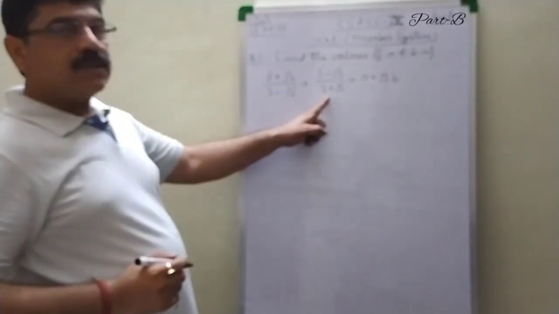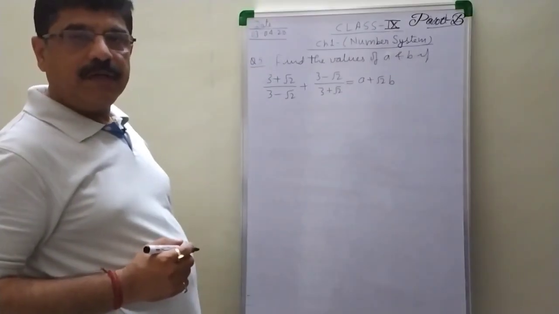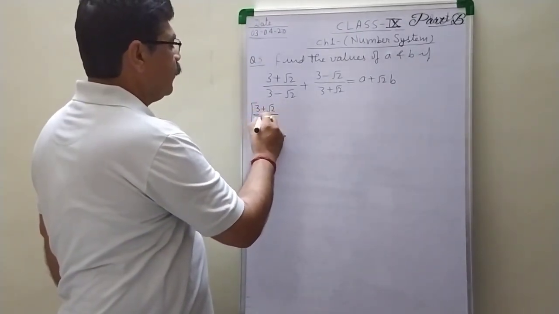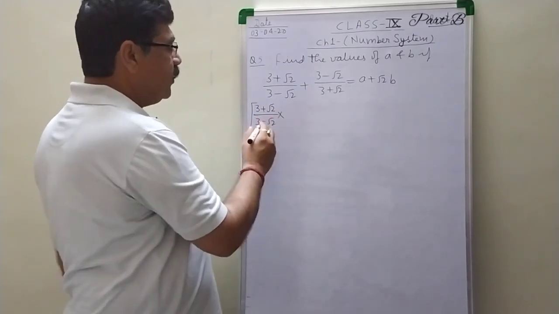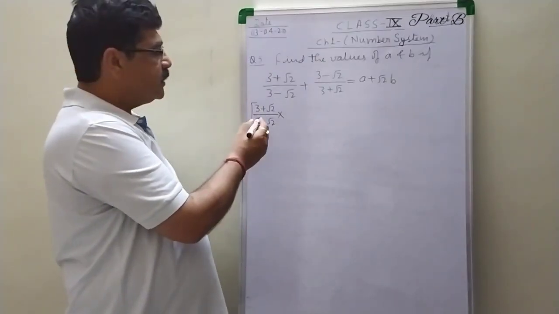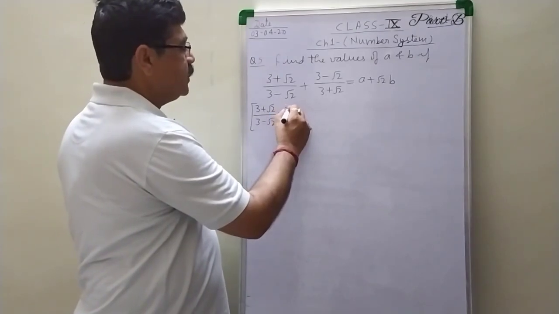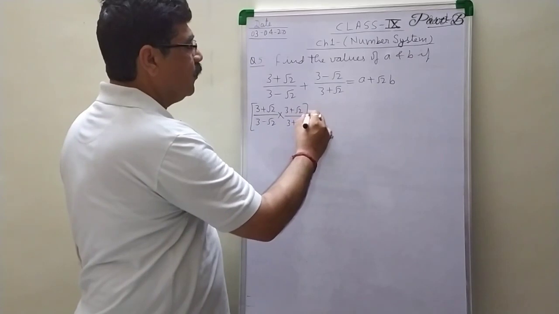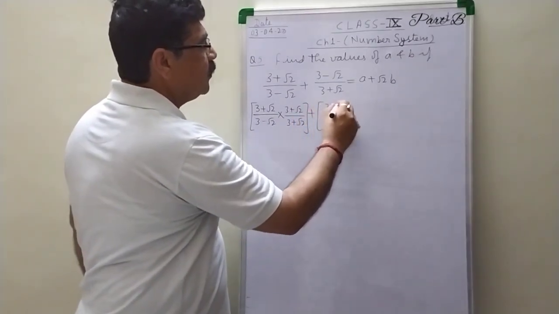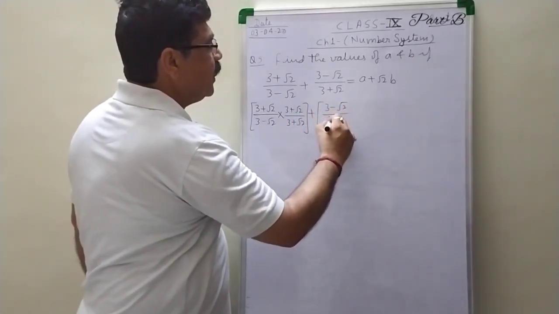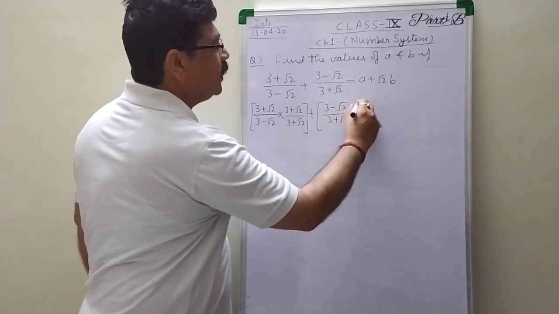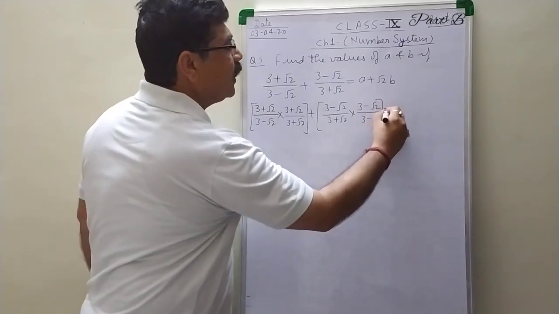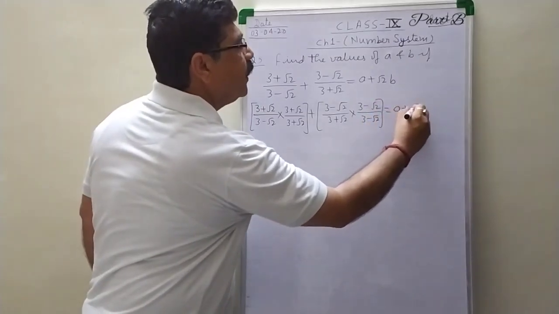We have two numbers and we rationalize both numbers separately like this. Just like the previous question, we multiply numerator and denominator by its conjugate. So that is 3 plus root 2, 3 plus root 2. Similarly here, we multiply numerator and denominator by the conjugate of the number, that is 3 minus root 2, 3 minus root 2. And the right side will be the same, A plus root 2B.